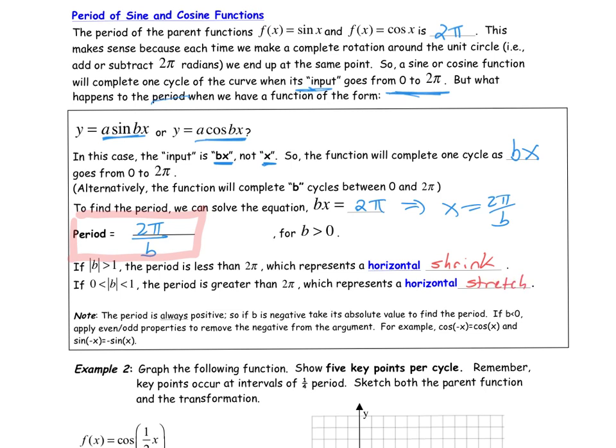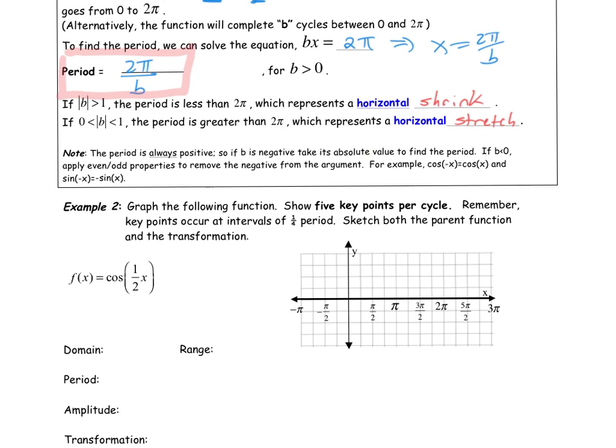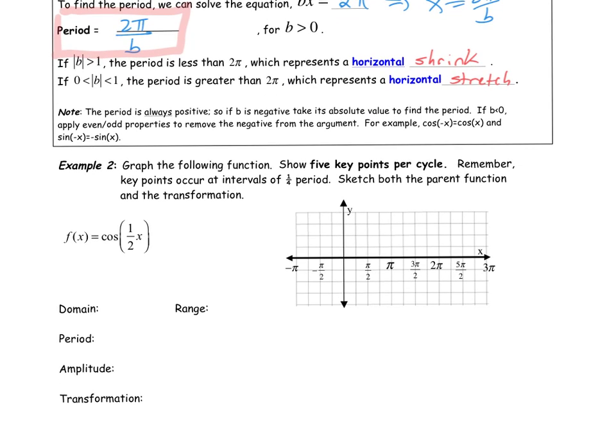Okay. Here I have the note about period always being positive. So if b is negative, to find the period, remove the negative from the argument. So you would just divide by the absolute value of b. All right. Now we are going to graph the following function. So we want to graph f of x is equal to cosine of 1/2 x. We're going to begin by graphing the parent function, and then we will transform this function.